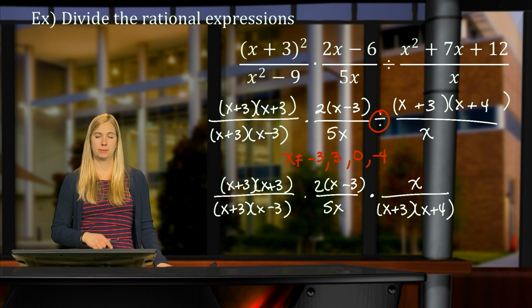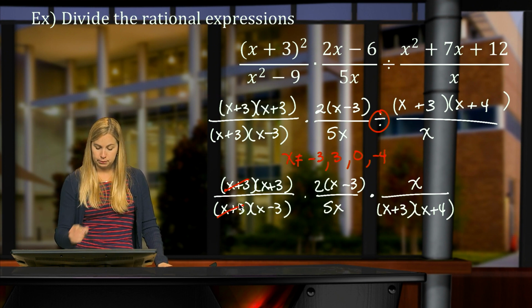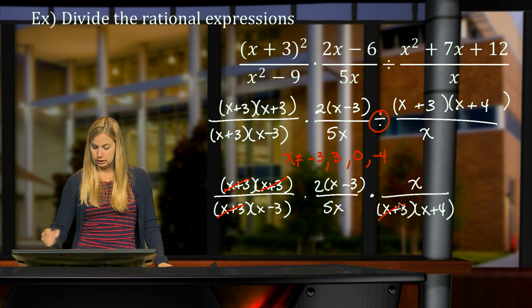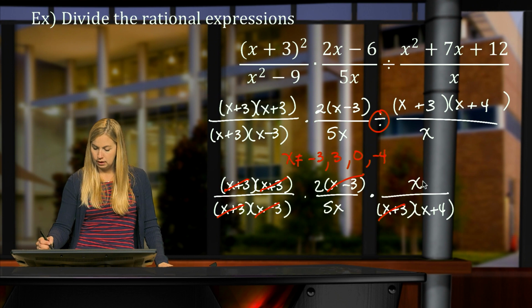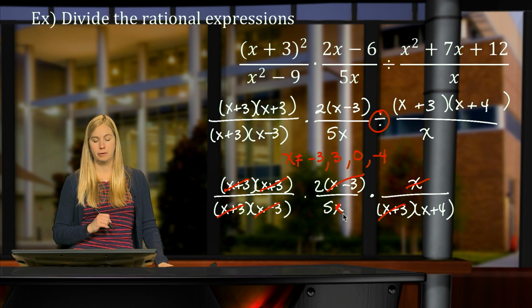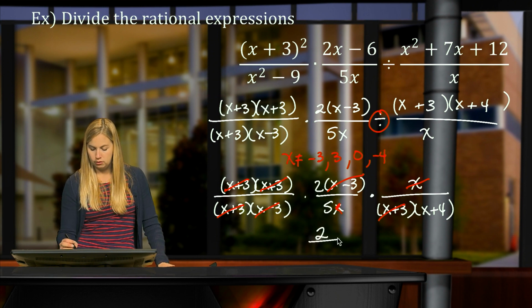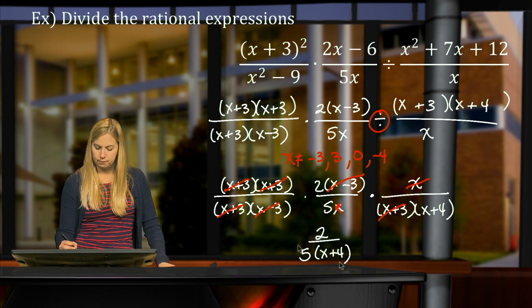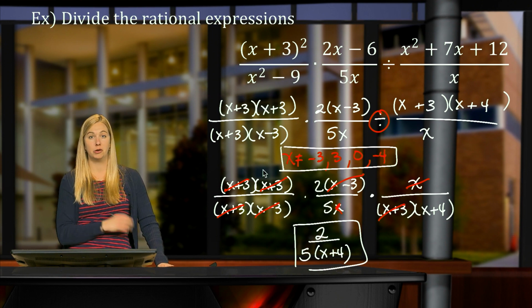Now that all of these rational expressions are being multiplied, we can simplify any like factors that are in the numerator and denominator. X plus 3, x plus 3. X plus 3, x plus 3. I have a 2, I have a 5, but 2 and 5 won't simplify. X minus 3, x minus 3. This x and this x will simplify out. Multiplying across, what are we left with? We've got 2 in the numerator divided by 5 times x plus 4 as our final answer, and we keep all of the original restrictions that we found along the way.